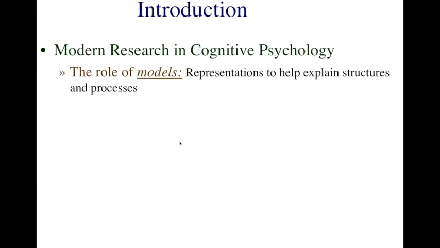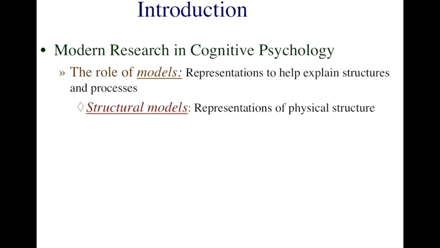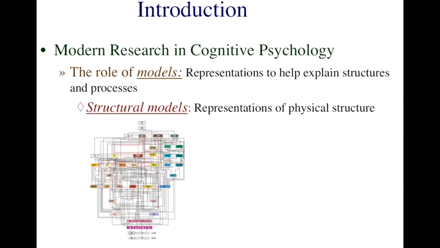Your textbook defines models as representations used to help explain structures and processes. Cognitive psychology is very interested in the structure and processes involved in both the neuroscience and the cognitive aspects of our mental activity. Structural models are defined as representations of physical structure. Quite often, structural models are used to describe neurological structures.